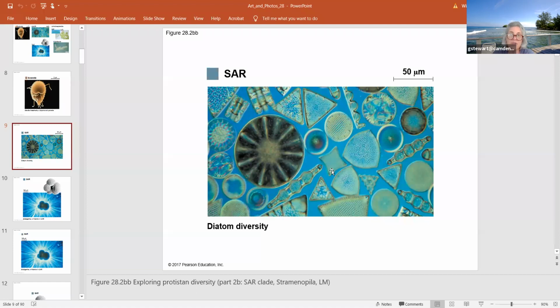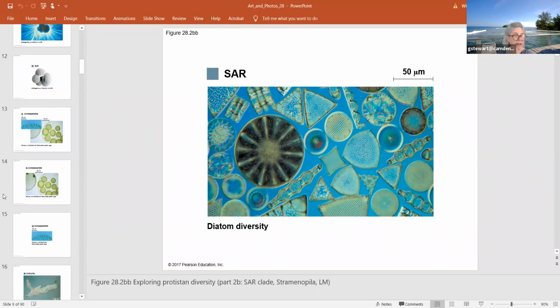Usually it looks kind of like a shoebox. We don't have a good example of any of those here, in that one of the shells is a little bit larger or fits over it like a lid. Most of them reproduce asexually. They store their energy as laminarin, not starch, which is important. And again, this is just a collection of diatoms.